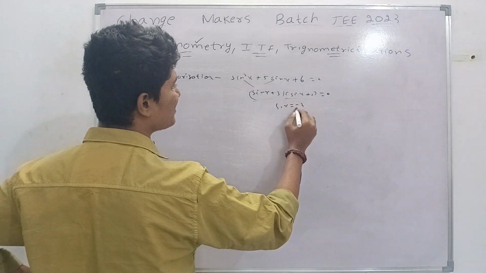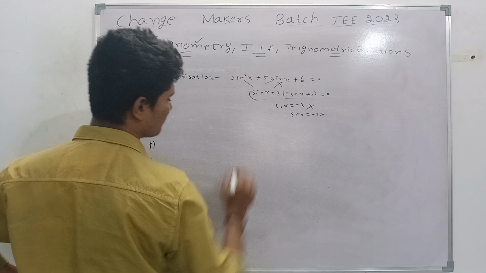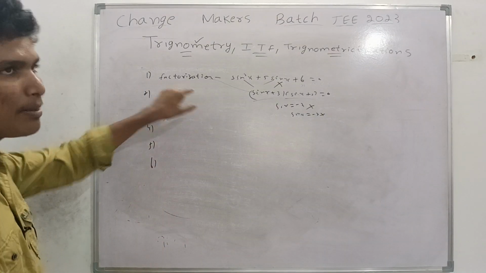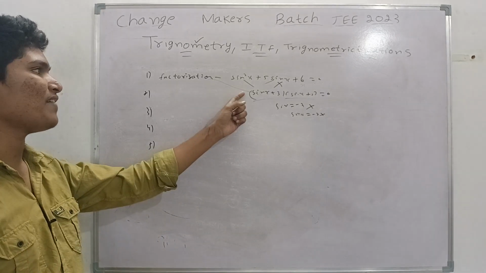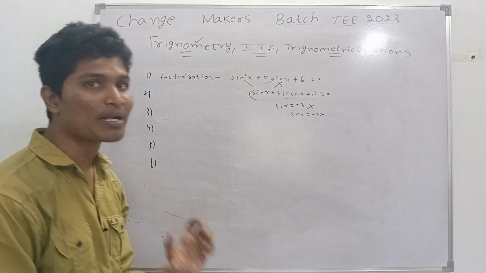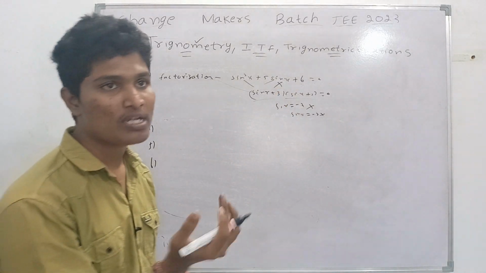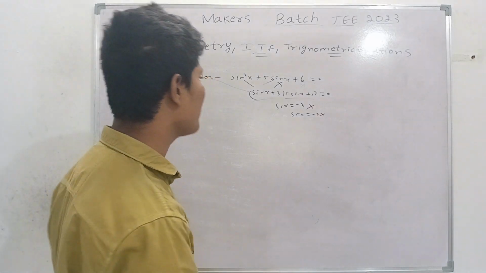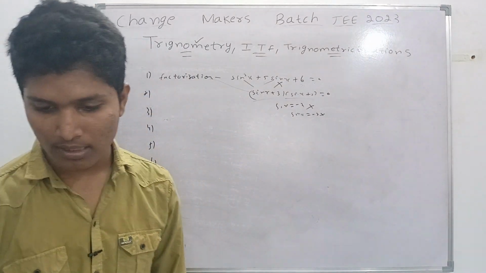Sin x equal to minus 3, which is not possible. Sin x equal to minus 2, which is not possible. So there is no solution for this. This is the procedure. Factorization: if it is possible, you have to find the factors, equate them to 0 and get 2 values. You have to check which value is permissible. Sin x equal to minus 3: sin x maximum value is 1 and minimum value is minus 1, so we cannot accept that. So minus 3 is wrong and minus 2 is also wrong. So that is the first procedure.